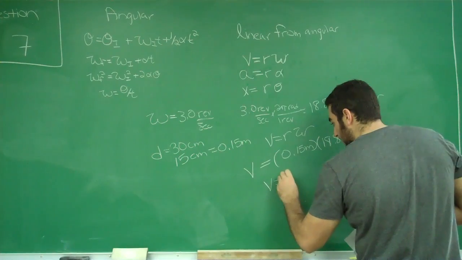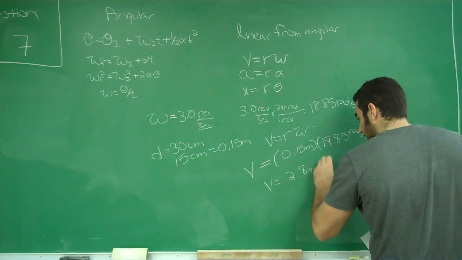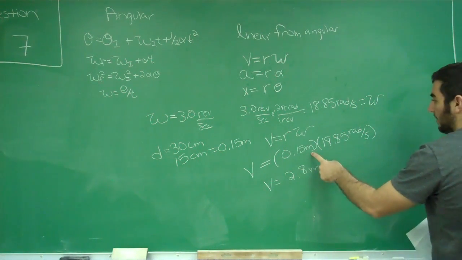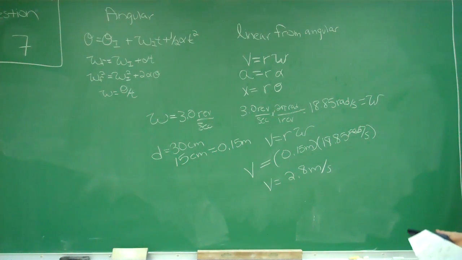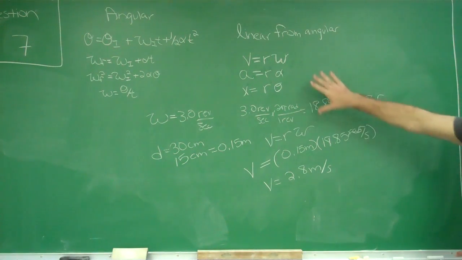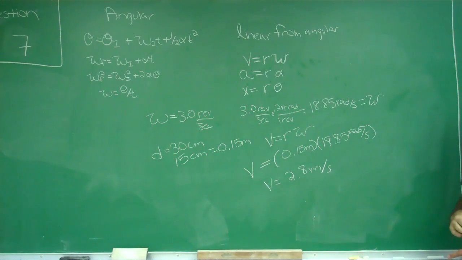So linear velocity is 2.8 meters per second. Notice here we have meters over seconds. This radians ends up just dropping out. There's actually no correction factor that takes it out. So remember, for this, you want to take your angular velocity, change it into radians per second. Make sure that you use a radius, not a diameter, for this question when you multiply. And then you can use any of these linear equations from an angular to get velocity of 2.8 meters per second.